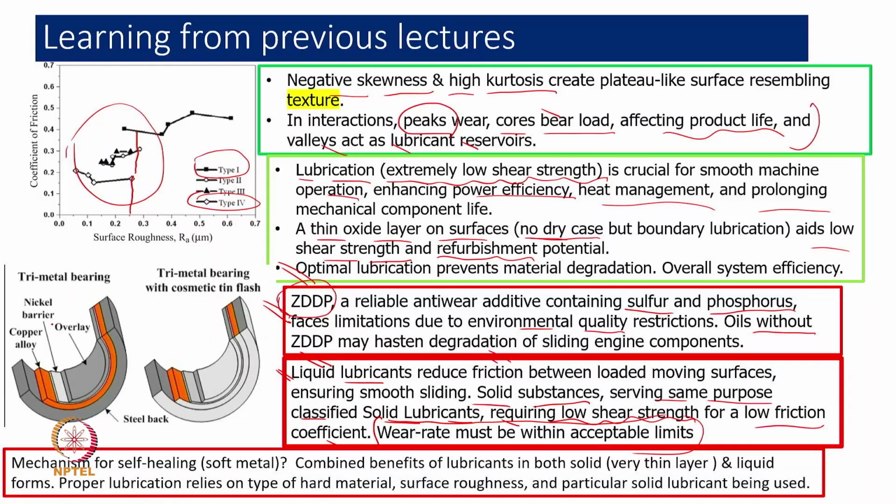We also covered multi-functional coatings. We say that this coating can be 1 micron, 10 micron, or 100 micron. There is an overlay and then a nickel barrier, so that it can play the role of an interlayer, and the copper material is still backing. So we are going with a multi-layer coating. It's not a single layer coating.